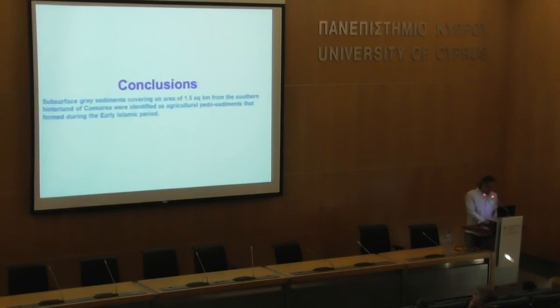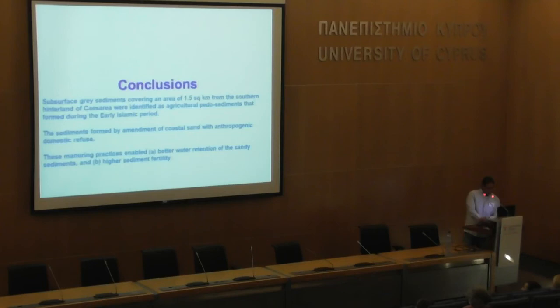So, for conclusion, the subsurface gray sediments covering an area of 1.5 square kilometers from the southern hinterland of Caesarea were identified as agricultural pedo-sediment that formed during the early Islamic period. The sediment formed by amendment of coastal sand with anthropogenic domestic refuse. These manuring practices enabled a better water retention of the sandy sediments and higher sediment fertility.